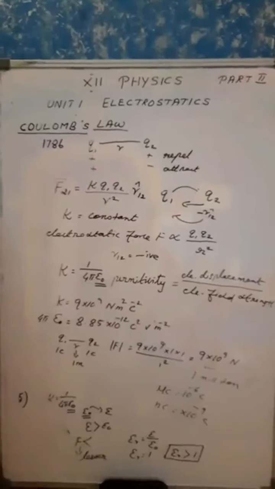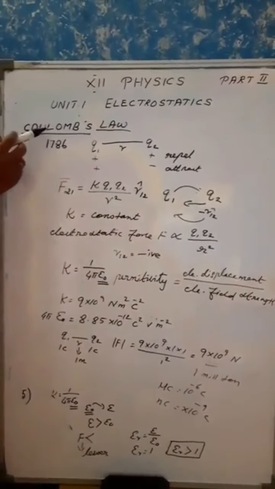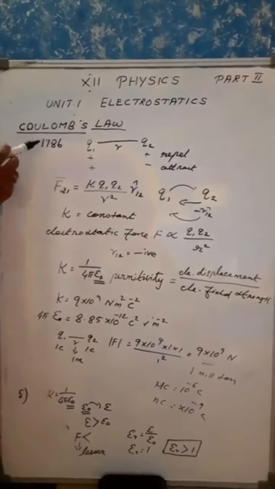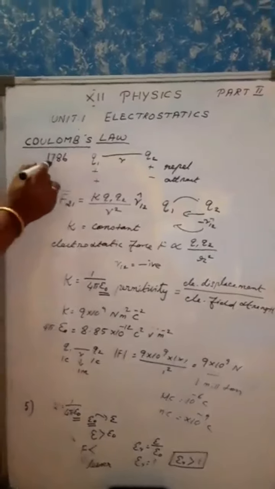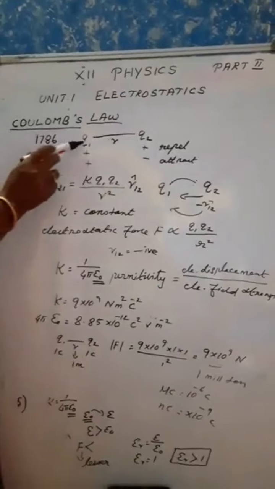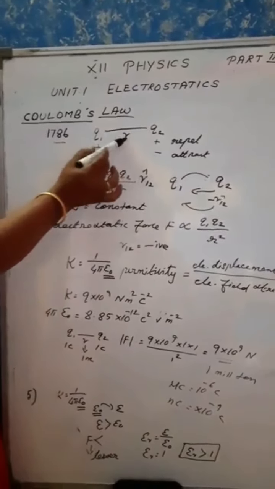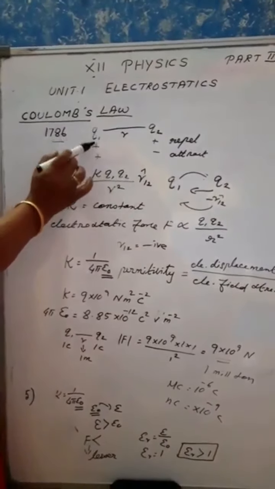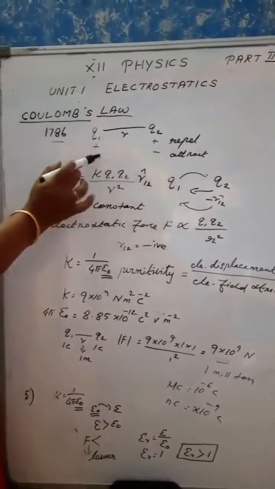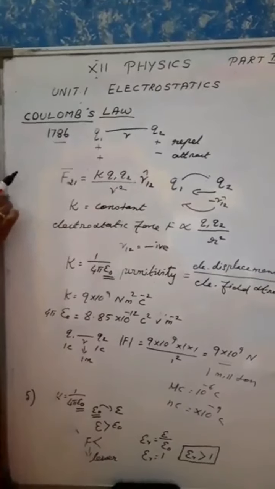And now we come to the second unit, that is 1.2 Coulomb's law. Coulomb derived this law in the year 1786. In this law, there are two charges, Q1 and Q2, separated by the distance r. If the charges are the same, the force is repulsive. If the charges are different, the force is attractive.